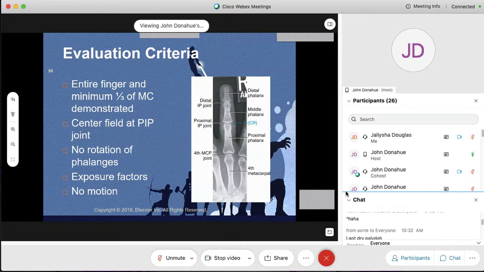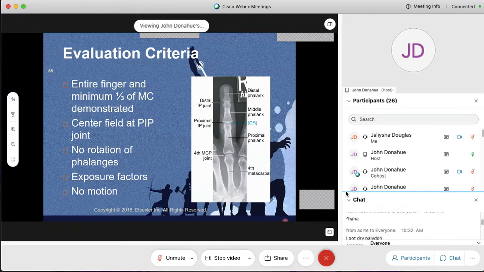That's probably one of the most common pieces of anatomy that people x-ray wrong because the doctors order them wrong. They get the fingers mixed up. Now, as far as evaluation criteria, we want the entire finger demonstrated on that x-ray. When I say entire finger, that is the distal phalanx all the way down to the base of the metacarpal, which we can see on this x-ray right here. We don't want to cut those metacarpals off because that is considered a part of that entire digit.